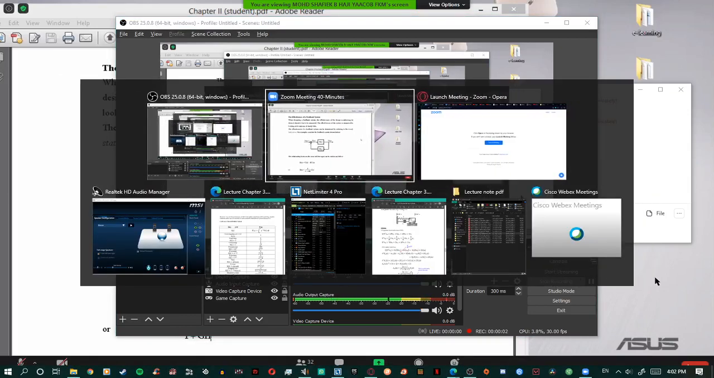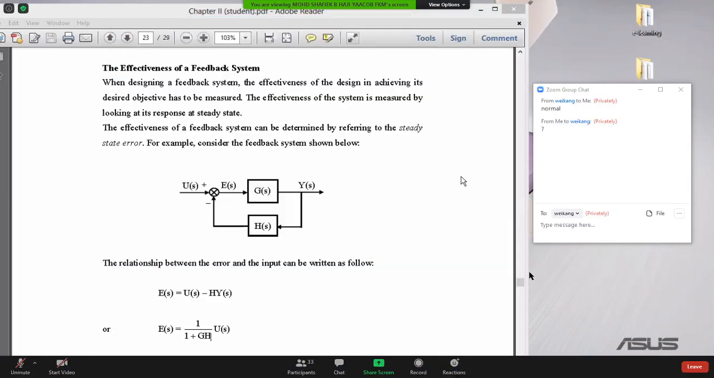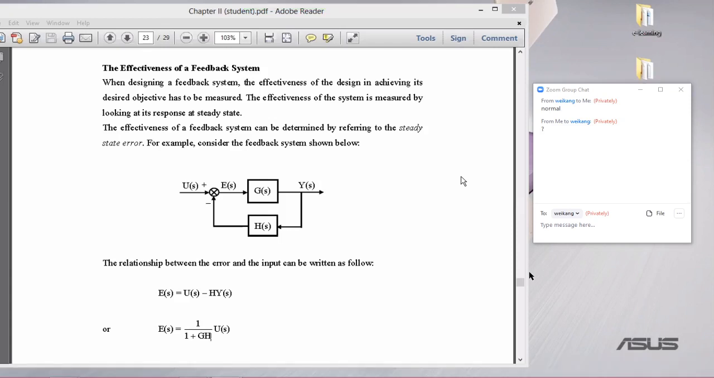Just to make sure that everything is in order. If you can hear my voice and if you can see my screen, please type yes in the chat box. Okay, all right, so thank you very much.